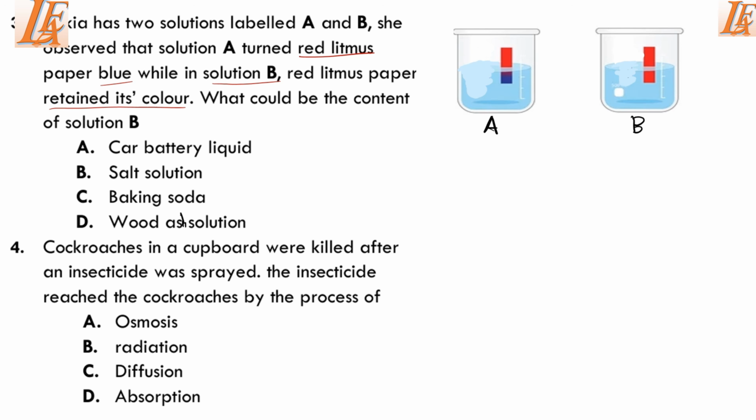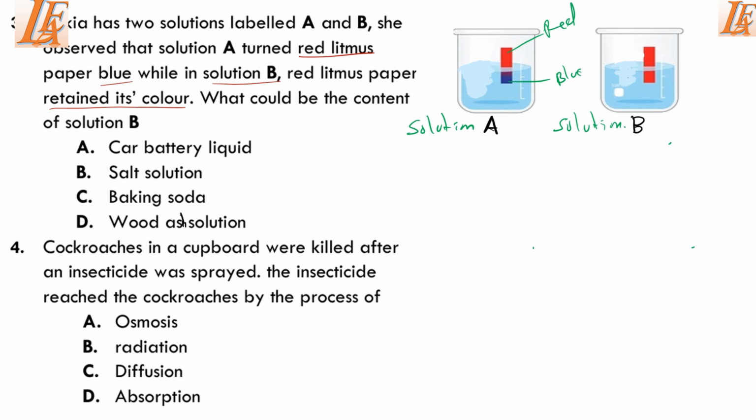Now in this case, before we look at the possible options that we have been given, let's look at the solutions that we have here on the screen. In this case, we have solution A, then we have solution B. In solution A, we have been told the red litmus paper has turned to blue, like you can see here on the screen.